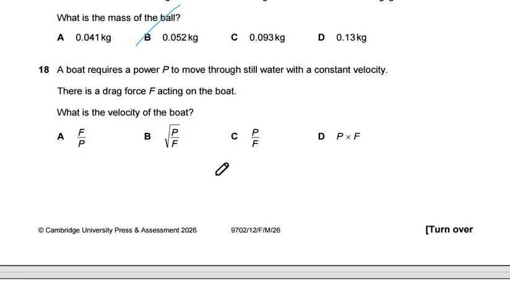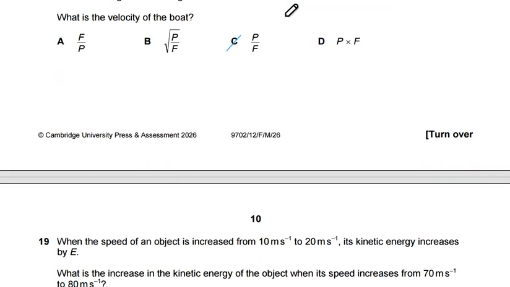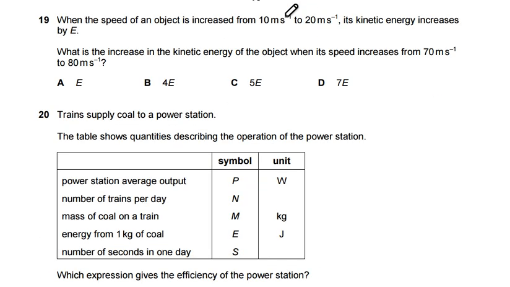The relation between power and force is P equals vF, so v equals P over F. Okay, E equals half m times v2 squared, which is 20 squared, minus v1 squared, which is 10 squared. Okay, this is 400, this is 100. So it is 300 over 2, 150 m is E.